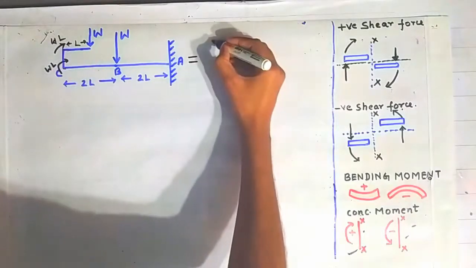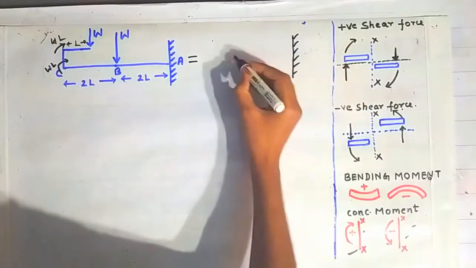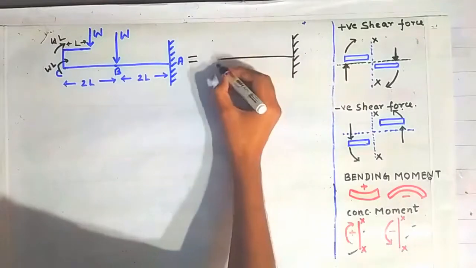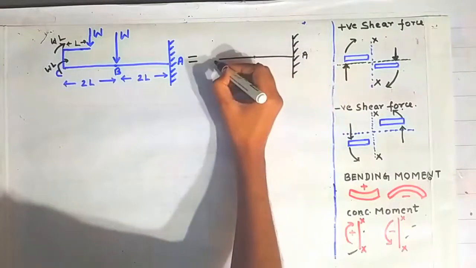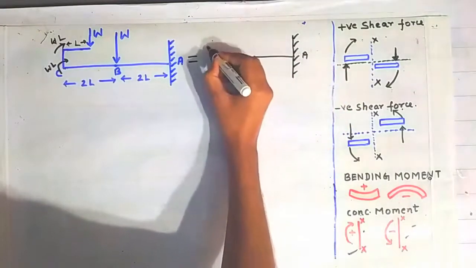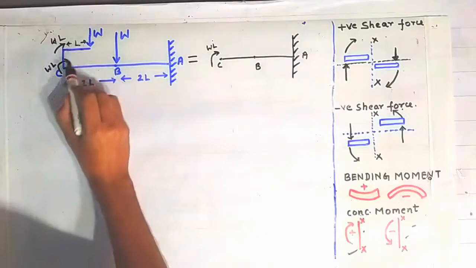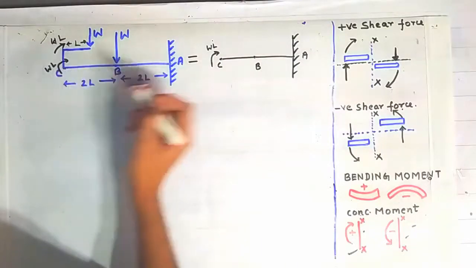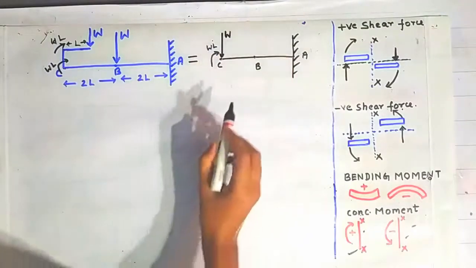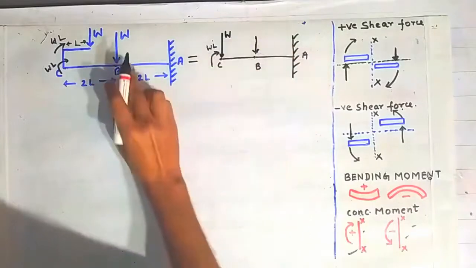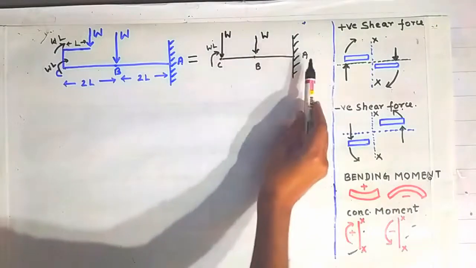So we can generate the diagram as follows. So this is the equivalent diagram that I am drawing here. This is the point C, this is the point B, and this is the point A. Okay, and here a moment having magnitude WL is acting like this at the point C, and this load W can be transferred without affecting the system at this point C. Okay, like this. So this is the new diagram and it is equivalent to this diagram. Okay, so we can draw the bending moment diagram and shear force diagram for this figure very easily.